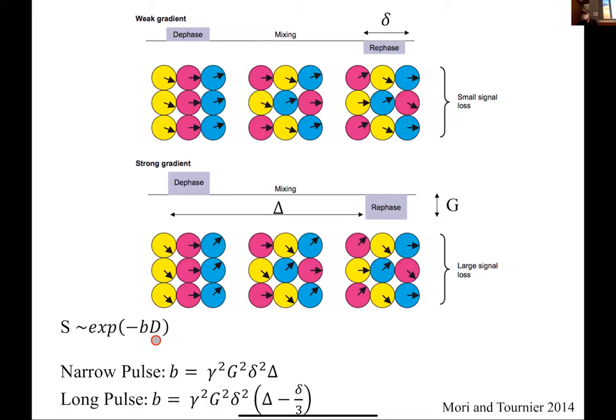b is what we control, and that's related to sort of how strong the gradient is and how long we wait. Okay, so the G squared and the delta term. So the bigger we make the gradients, the bigger b is going to be. And that makes sense because then the signal is going to die more quickly because we have bigger gradients. Similarly, if I make delta bigger, that's also going to make b bigger. And that makes sense because the longer I wait for a spin to diffuse, the more they can get out of phase. Right? So when we talk about diffusion, the term b factor is used quite a lot.